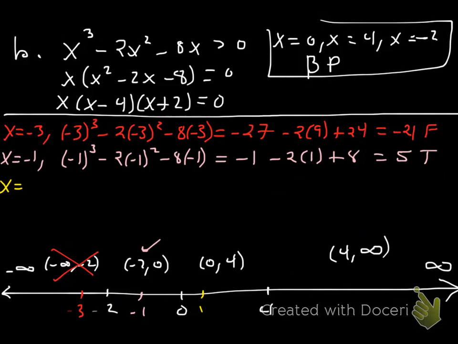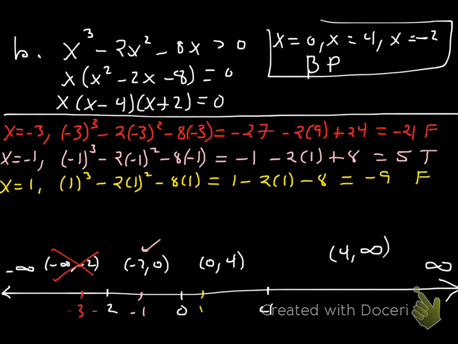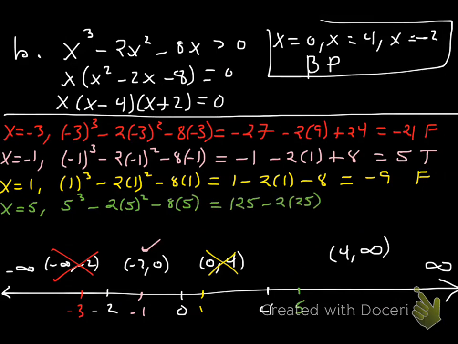Now, if we move on to the next interval, 0 to 4, a nice number to pick would be 1. We'll go ahead and plug it in. And we get another negative, so that looks good from what we just said. That's going to be false, so we're going to cross out that interval. Remember, we wanted to be positive. And lastly, we'll pick something in the last interval like 5. And again, be careful plugging the numbers in. And we get true. And we get 35 is greater than 0.